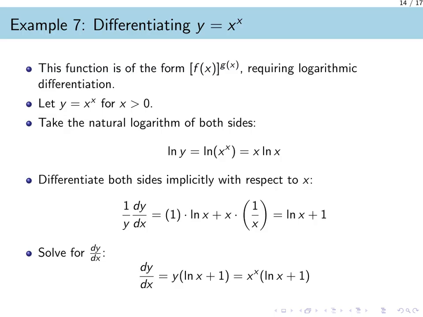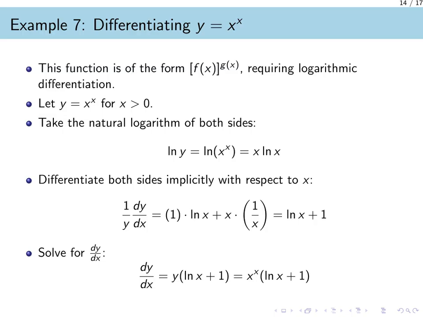Let us now use logarithmic differentiation to find the derivative of a function where a variable is raised to a variable power, like y equals x to the power of x. Our standard differentiation rules for powers or exponentials do not apply here because both the base and the exponent are variables. The key is to first take the natural logarithm of both sides, which simplifies the expression to the natural log of y equals x times the natural log of x.